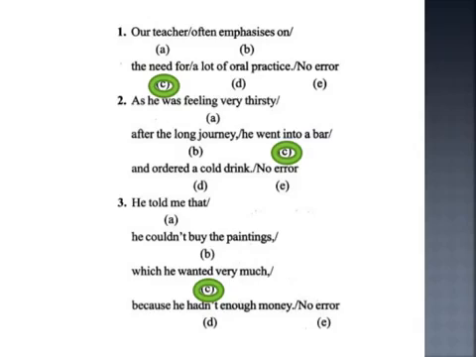So let us take up these questions on spotting the errors. The first question. Our teacher often emphasizes on the need for a lot of oral practice. The answer is C. Our teacher often emphasizes on the need of. So what is required there? Of is required there in place of for. So the need of a lot of oral practice.